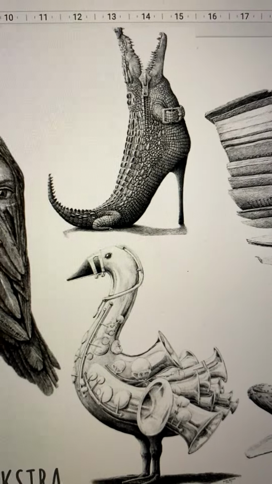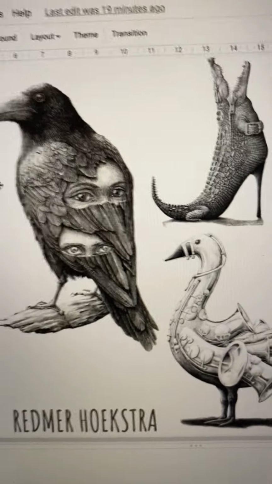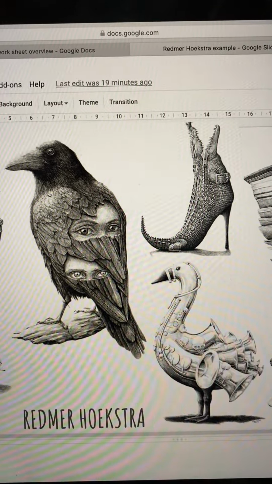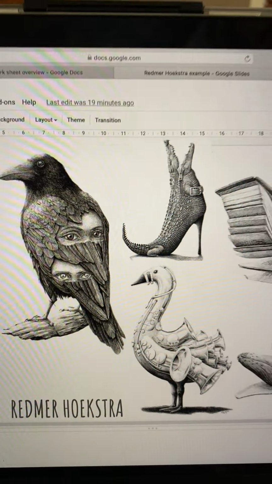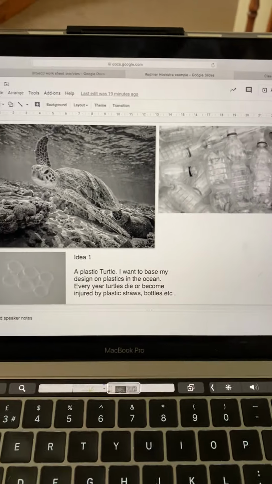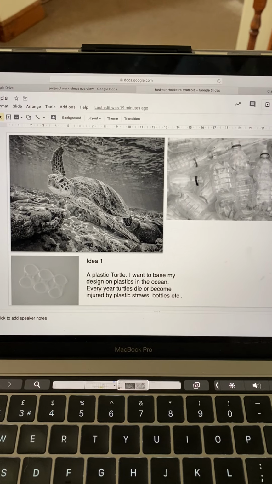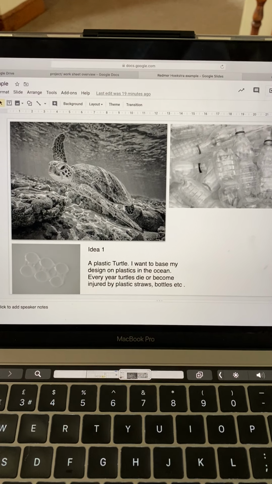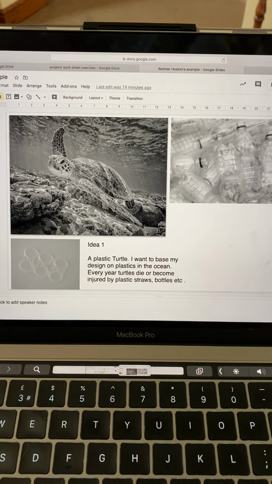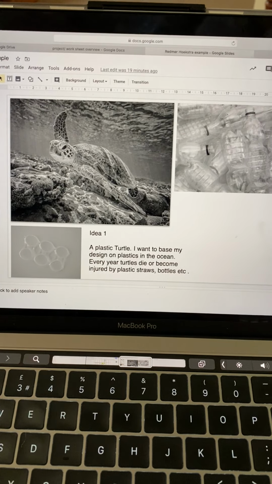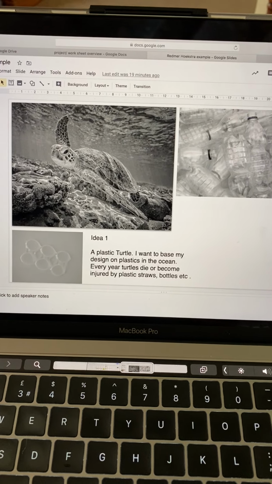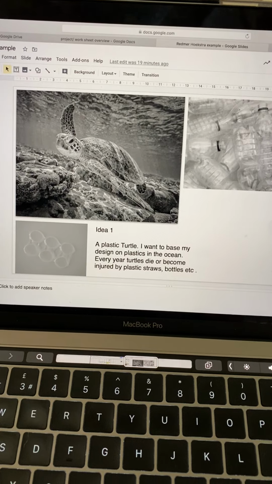That's what I wanted to do. Okay, so what I thought about then is an issue that interests me, that I feel quite passionately about. So the first thing I thought about was global warming and the effect that it has on the planet and the effect that we as human beings have on animals. So I thought about all of the problems with plastics in the ocean. So then that led me to look at animals that are particularly affected by that.